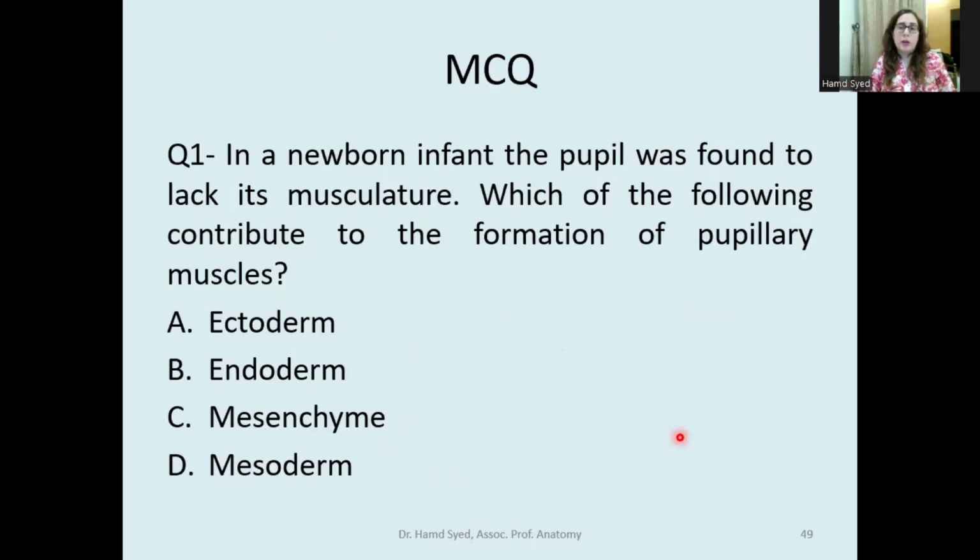Now that we've covered our topic of muscle development, we're going to discuss a few very simple MCQs, and I'm sure this would be peanuts for you. In a newborn infant, the pupil was found to lack its musculature. Which of the following contributes to formation of pupillary muscles? If you remember, I told you that generally speaking, muscles of the body are derived from mesoderm, but the exception is the pupillary muscles of the iris. They are derived from the ectoderm. So A is the answer for this MCQ.